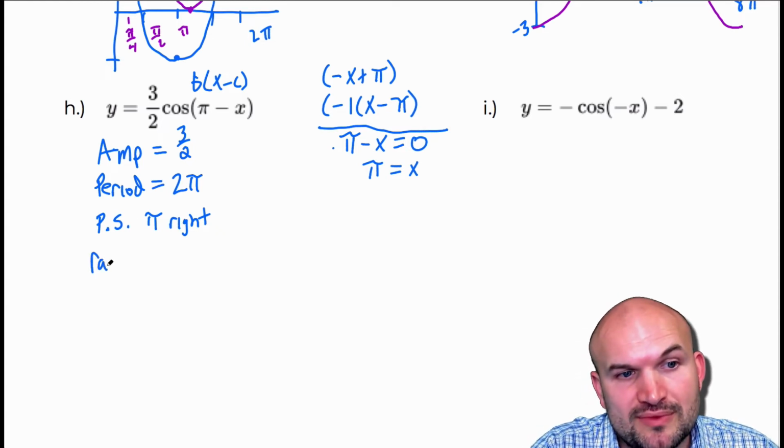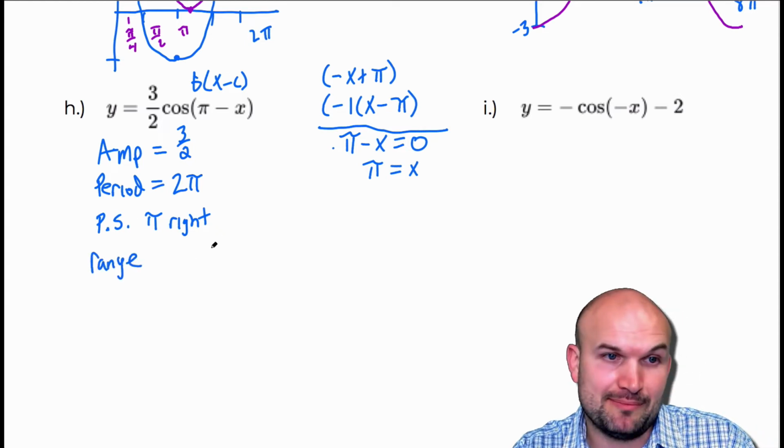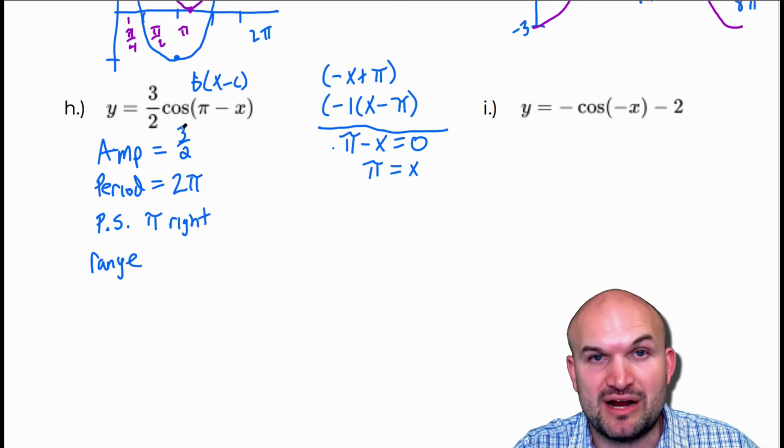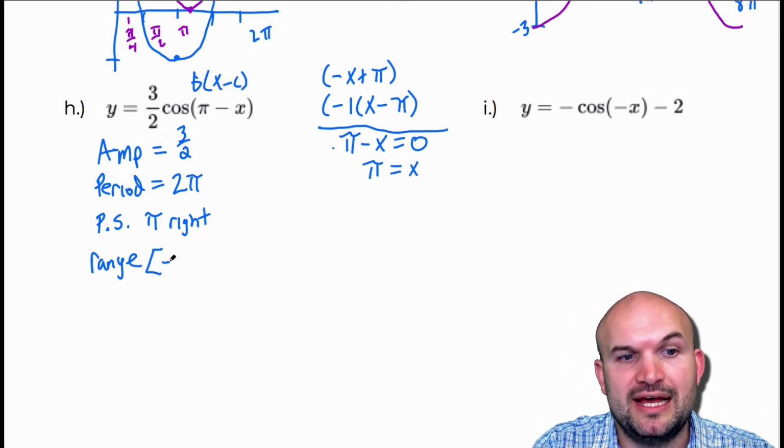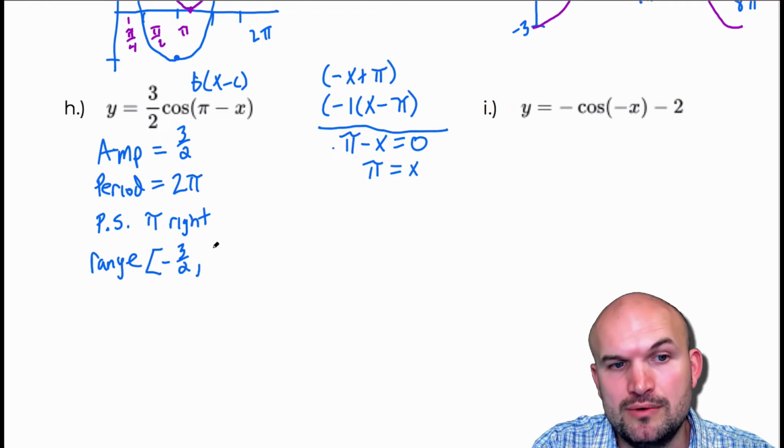The range, though, you have to look at the amplitude. You can see that now, since it's at 3/2, the graph is going as high as 3/2 and as low as -3/2. So we'll start with the low up to the high.